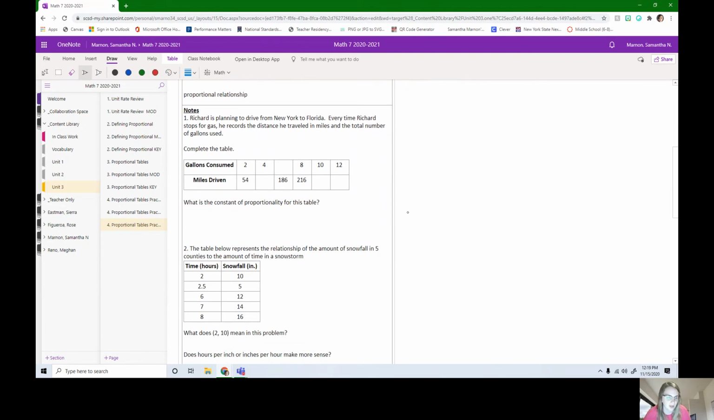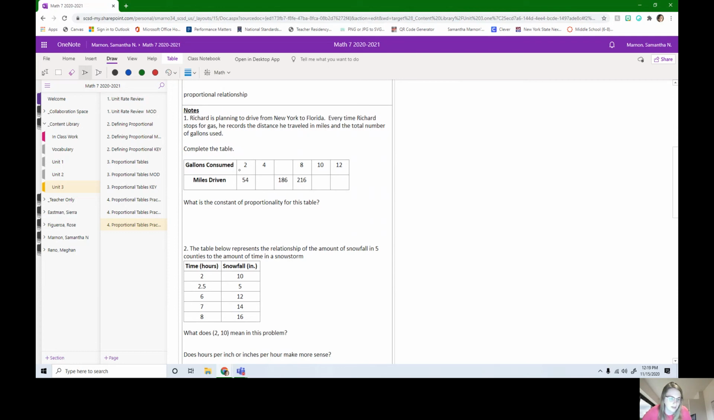Every time Richard stops for gas, he records the distance he traveled in miles and the total number of gallons he used. So this is something some people actually do with their cars. They keep a little notebook in the glove box and they're trying to figure out how many miles per gallon their car gets all the time.